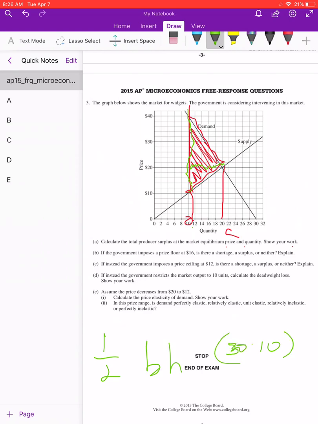So 30 times 10 is 300, and then what's 1/2 of that? That is $150. I believe our deadweight loss here is going to be $150.